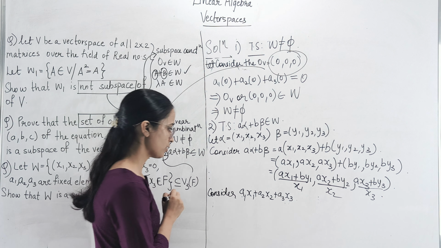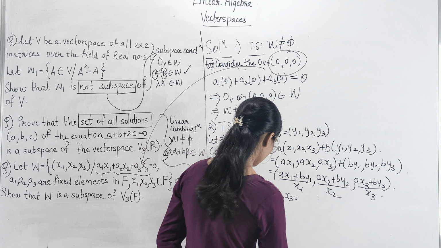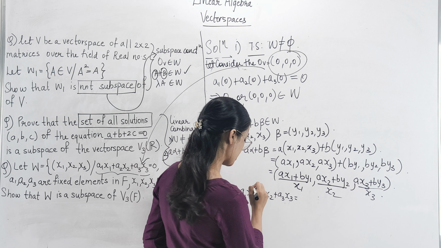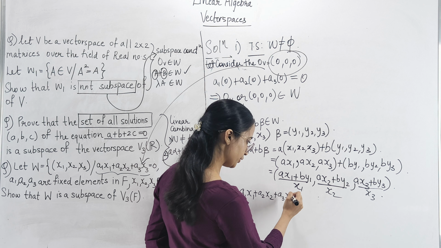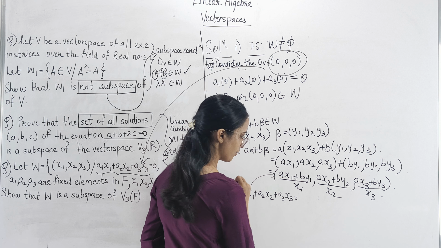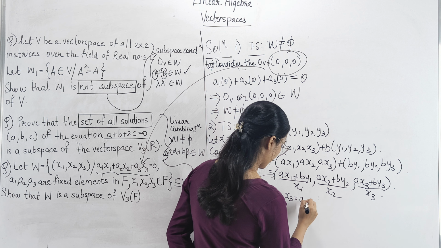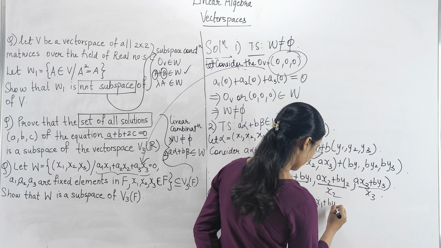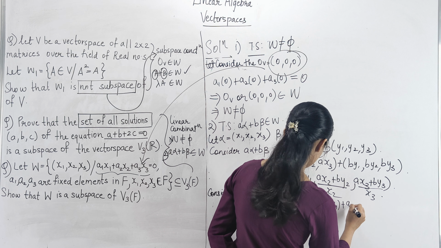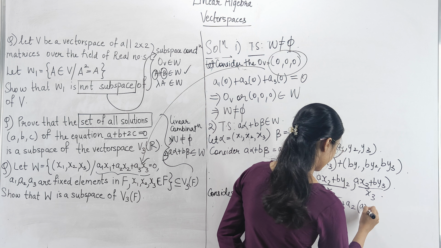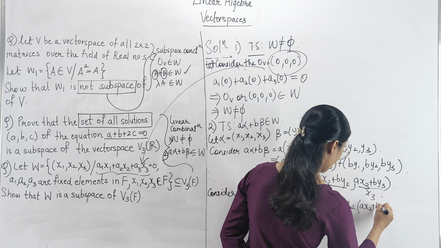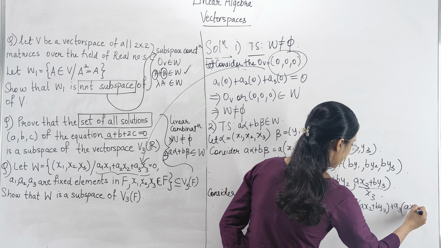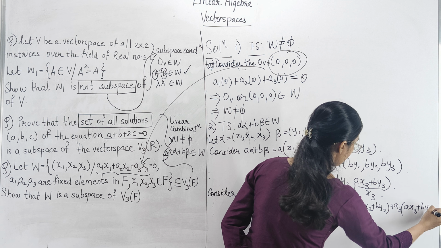ठीक है, अभी हम लोग सब्स्टिट्यूट करते हैं इसमें. So what do we get over here? If you see a1 into x1 plus a2 into x2 plus a3 into x3. x1 के जगह पर we are going to put the first entry. So a1 into (ax1 plus by1) plus a2 into (ax2 plus by2) plus a3 into (ax3 plus by3).